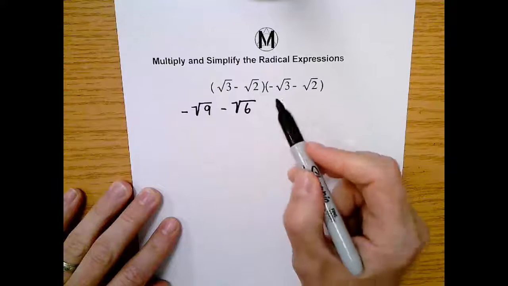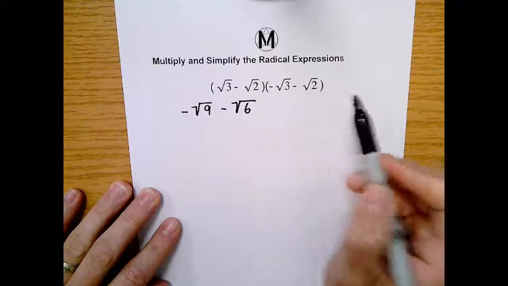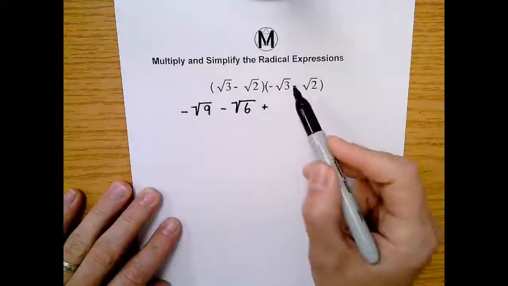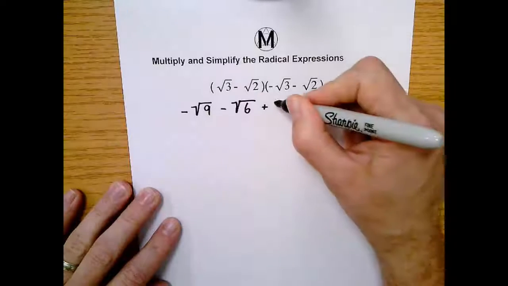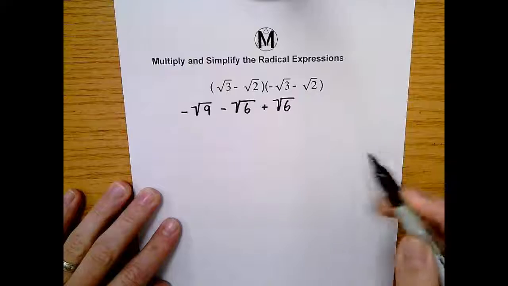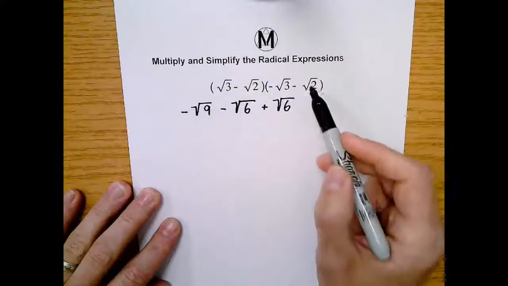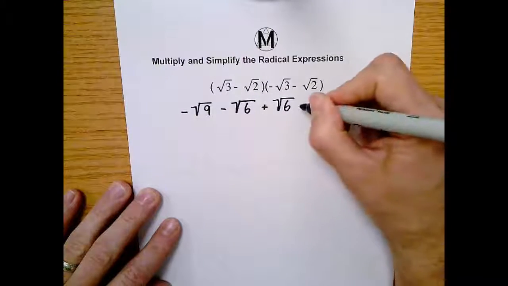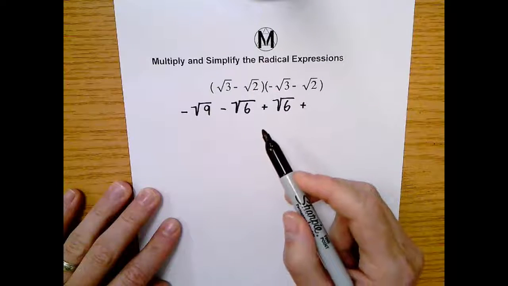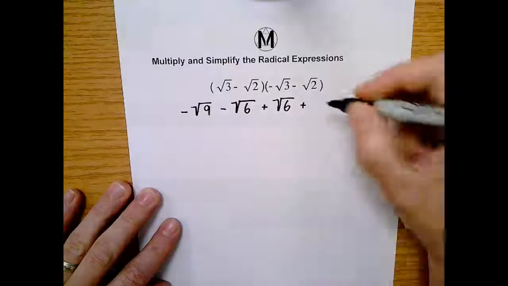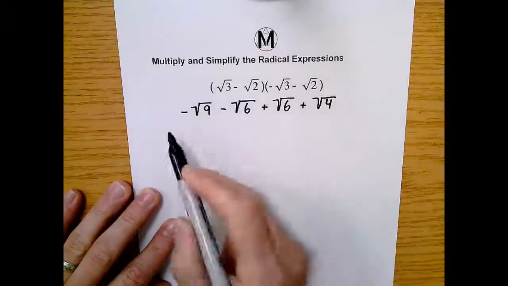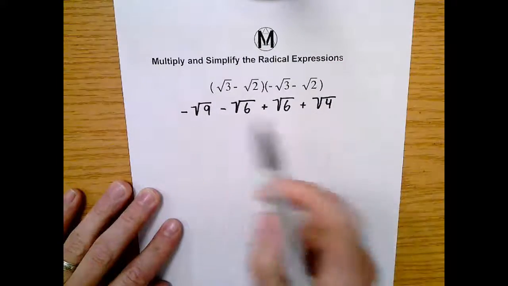Negative root 2 times negative root 3, well, a negative times a negative makes a positive, and root 2 times root 3 is root 6, okay? And then we do the last ones. Negative root 2 times a negative root 2. Well, a negative negative makes a positive, okay? And let's see here. Root 2 times root 2 is root 4. Okay, so at this point now we can see if we have any perfect squares, which we do.